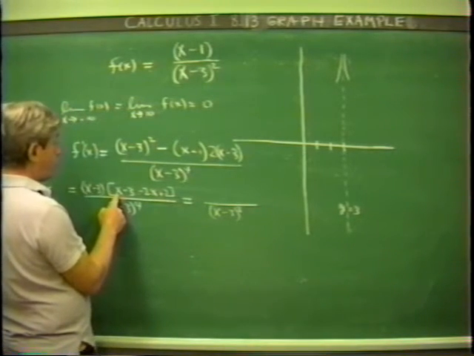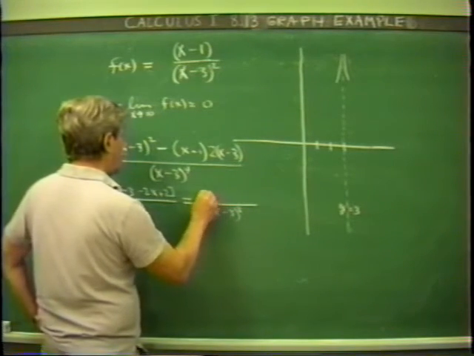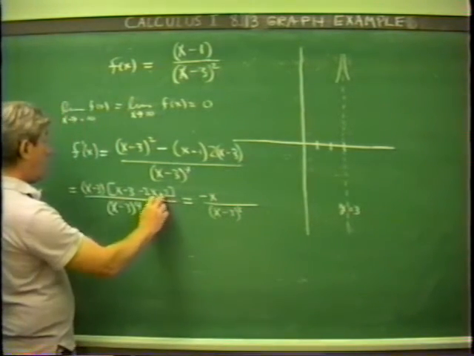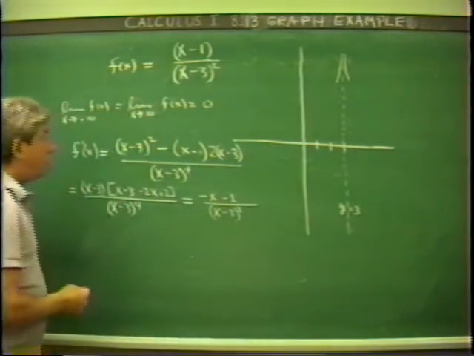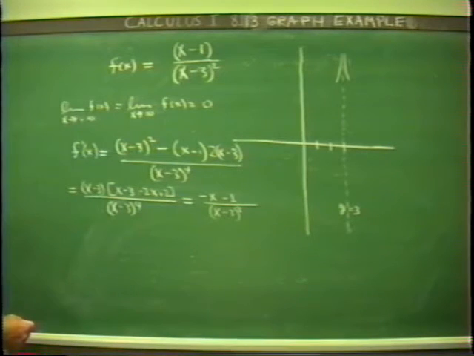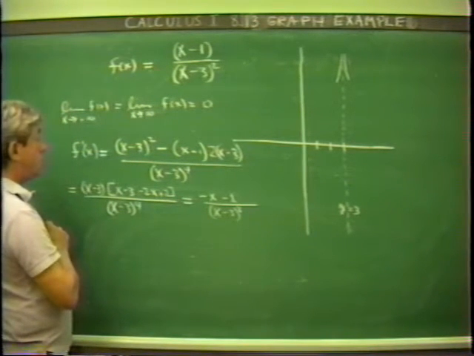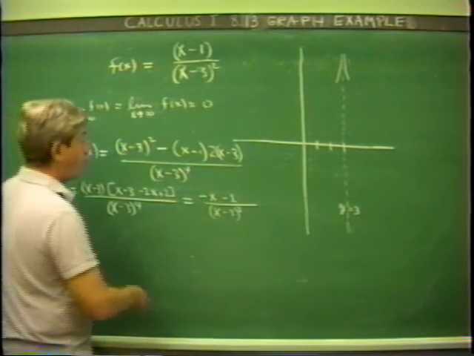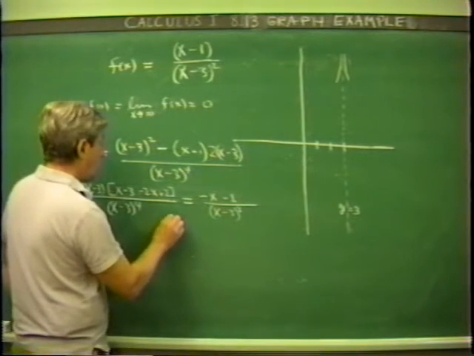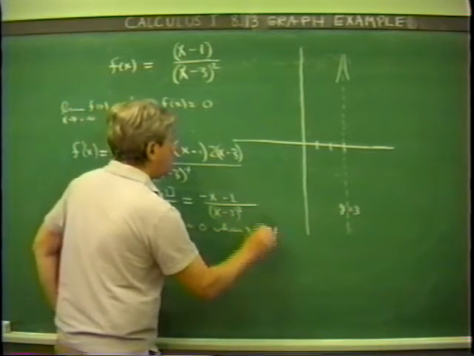Or x minus 3 cubed now in the denominator, and in the numerator we've got minus x minus 1. Right? So this is going to be equal to 0, this right here, minus x minus 1. So this is going to be equal to 0 when x is equal to minus 1.